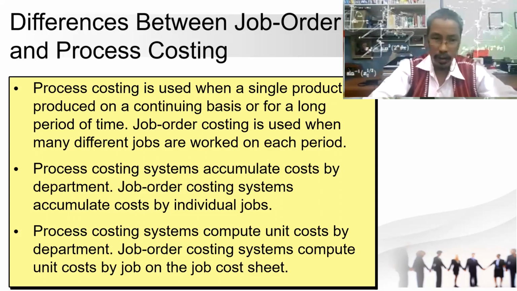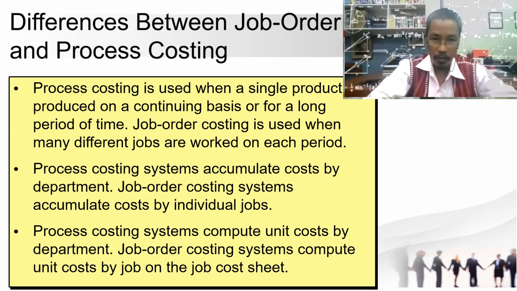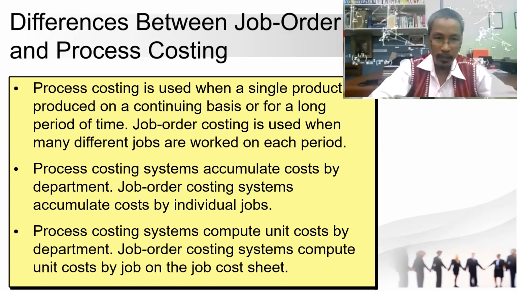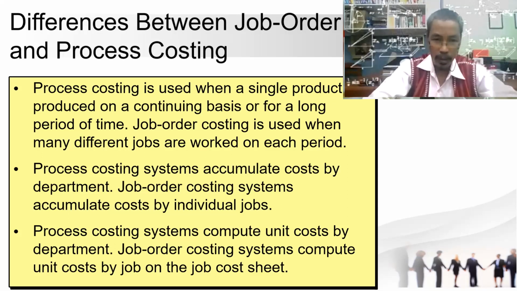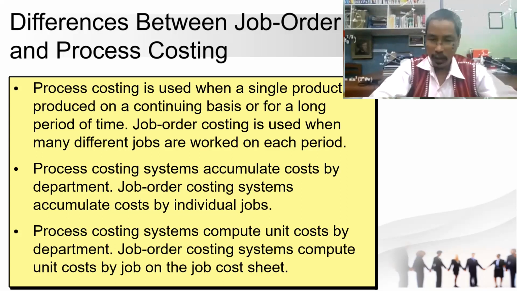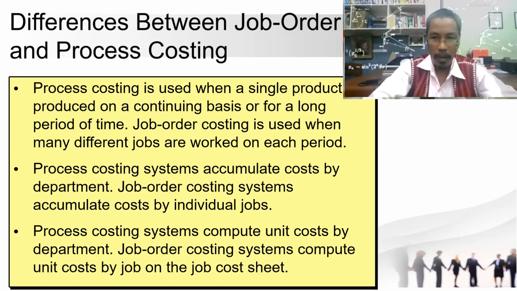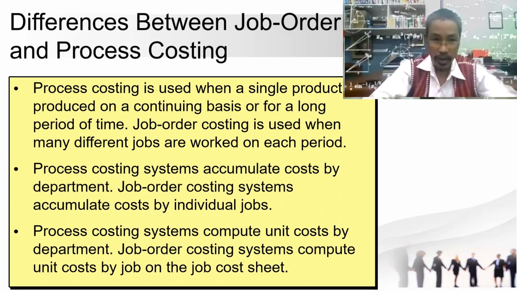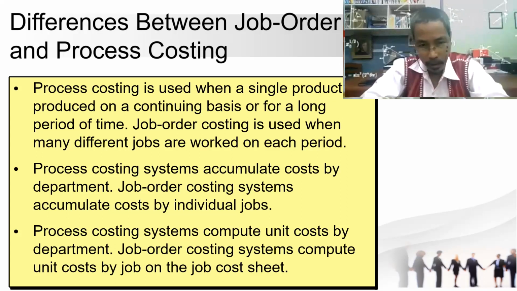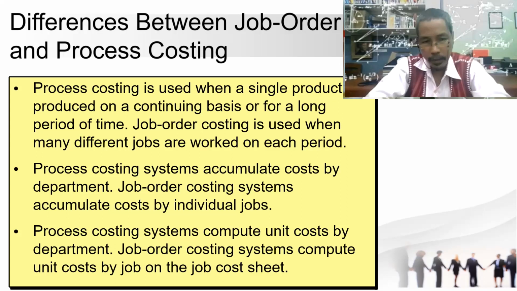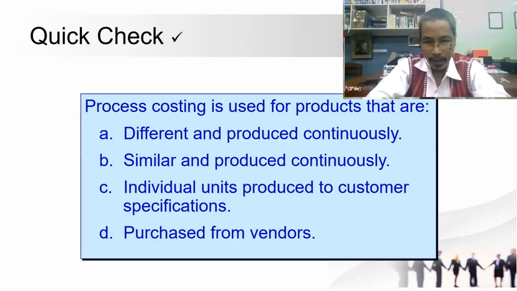So although they have similarities, when we are talking about a single product being produced for a long period of time, let us use process costing. But when we are having products in batches and batches, different jobs in a particular period of time, we want to deal with job costing. Okay, so let us continue to check our knowledge. Let us check ourselves.